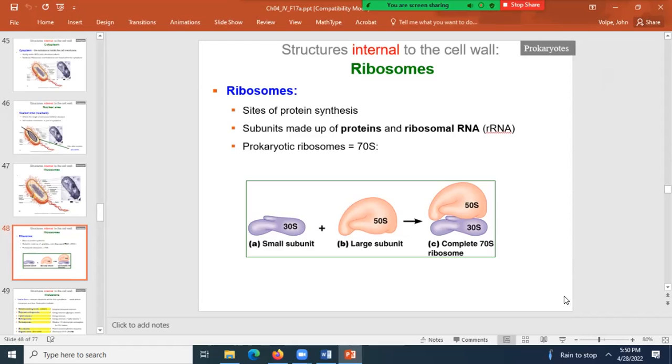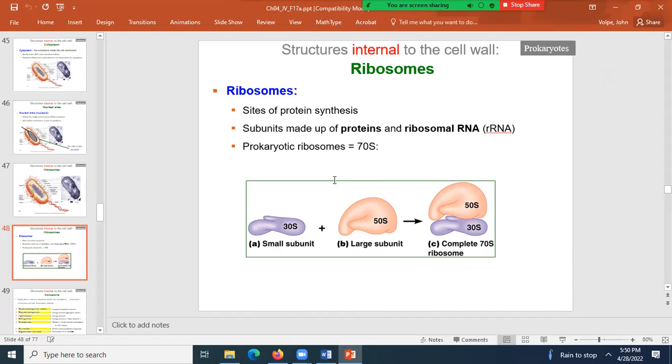Let me mention that ribosomes are the site of protein synthesis. Ribosomes are made up of both protein, which we call ribosomal proteins, and ribosomal RNA or rRNA. So a ribosome is both rRNA and ribosomal proteins. And there are subunits to the ribosomes. I'm not going to test you on that, so you don't need to know the subunits of the ribosome.